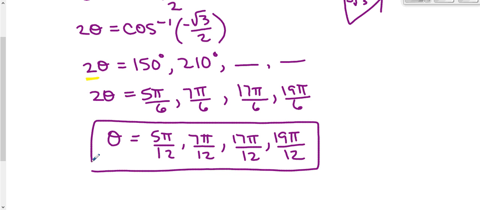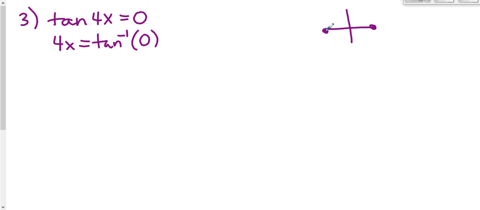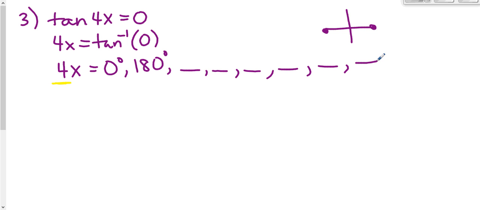Okay, let's take a look at number 3. Tangent of 4x equals 0, so we start by taking the inverse tangent of both sides. The angle whose tangent is 0, so that would be either 0 or 180. Now, because we're going to end up dividing our answers by 4, we actually want to go around the circle a total of 4 times to get 4 sets of answers. So we would have 2 more answers from going around the circle a second time, 2 more for the 3rd time, and 2 more for the 4th time.